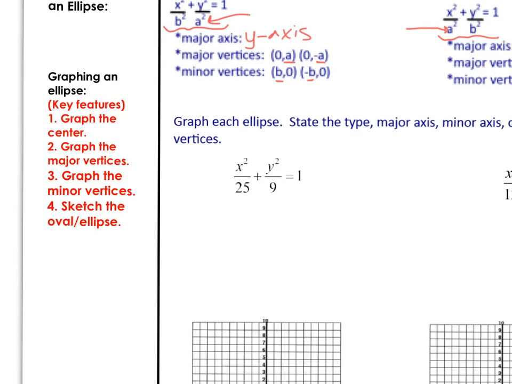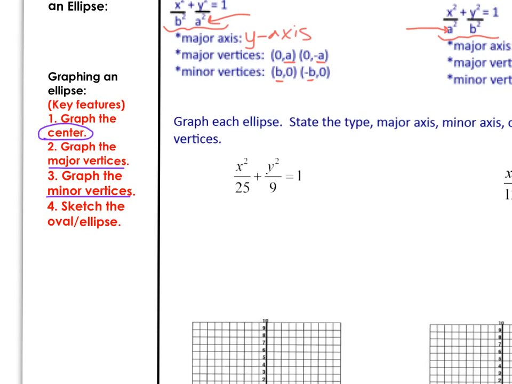For graphing purposes, let's find these specific key features. The first thing you want to do is graph the center. We determine the center just like we did with circles. If x squared and y squared are isolated, your center is 0, 0. And then we'll figure out our major vertices and graph them. And those will just be two dots on the graph. When we graph the minor vertices, we'll still have those 4 points around the center, but they'll be different lengths away. And then we just kind of sketch that oval shape, which would be the form of that ellipse.